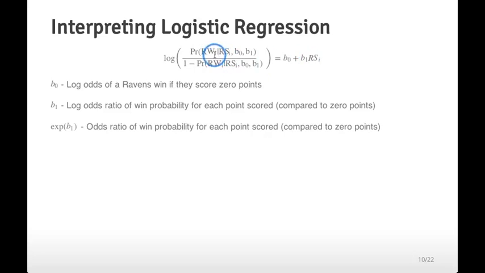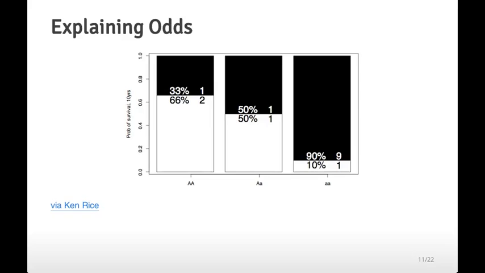Raven score leads to a 1 unit difference in Ravens win. Of course, a 1 unit difference in Ravens win doesn't really make that much sense anymore, since there's only one 1 unit difference. You can only go from 0 to 1. So I'm going to explain odds.